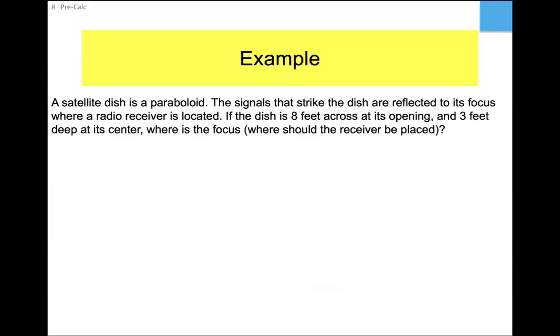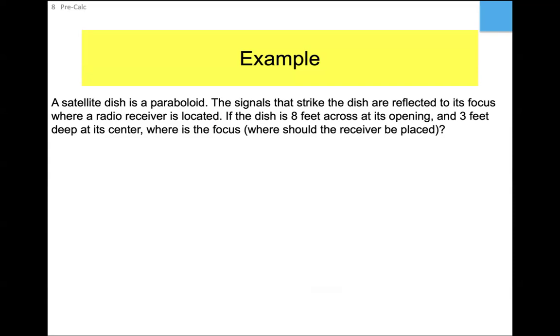All right, so let's see. It says a satellite dish is a paraboloid. It says signals that strike the dish are reflected to its focus where a radio receiver is located. If the dish is 8 feet across at its opening and 3 feet deep at its center, where's the focus? Remember, this was Abby's question of how do you find the focus if all you're given is other information. So here's an example of that.